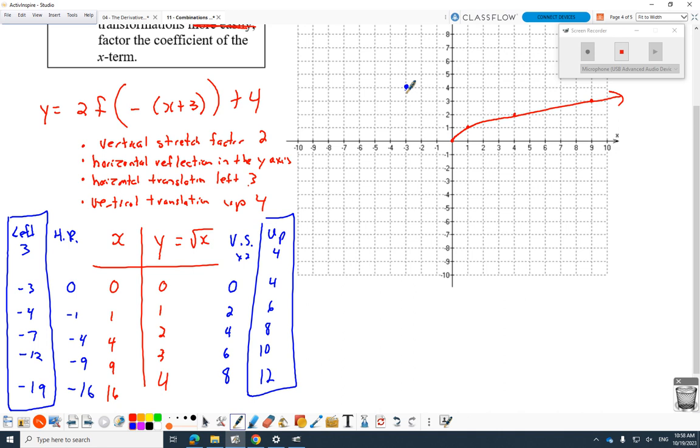1, 1. Vertical stretch factor 2, so that goes up to 2. Horizontal reflection in the y-axis, that flips over to this side. Left 3: 1, 2, 3. Up 4: 1, 2, 3, 4.